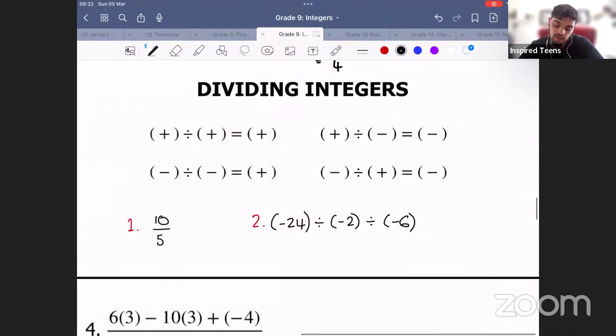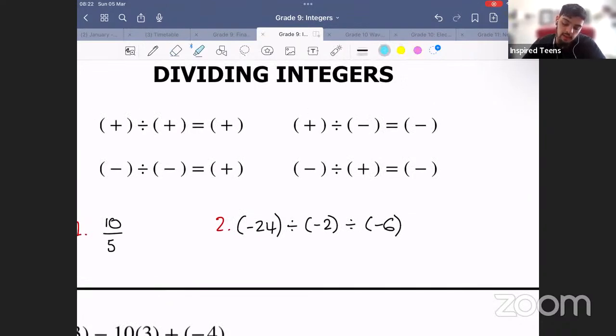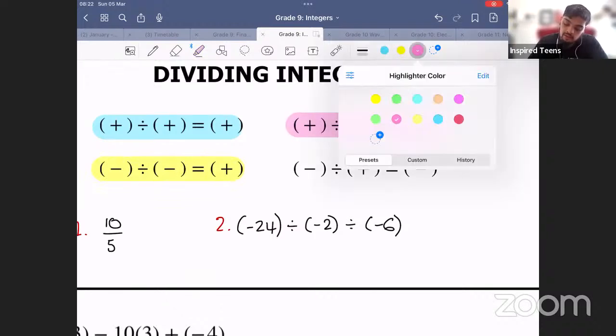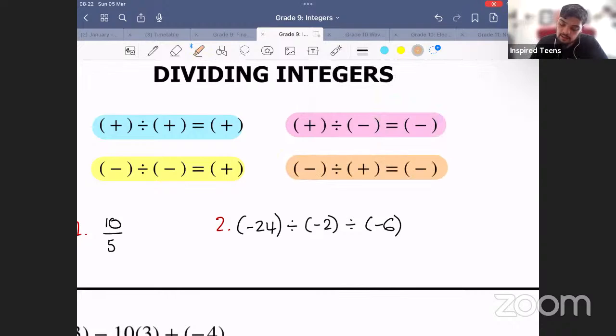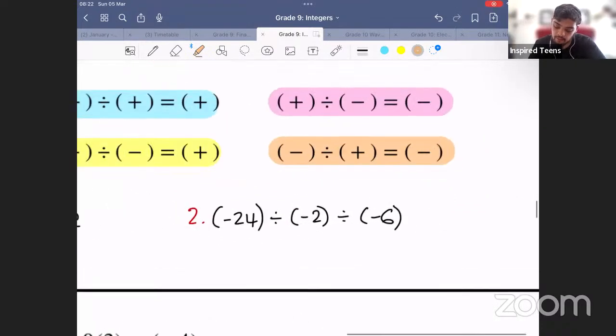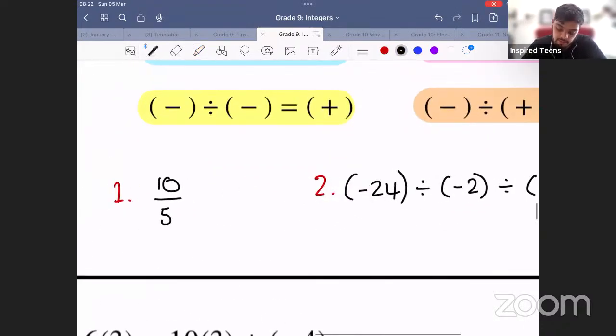Let's do some division. Division follows the same concept as multiplication. Okay, so here we have 10 divided by 5, a positive number divided by a positive number. So our overall answer is going to be positive 2.